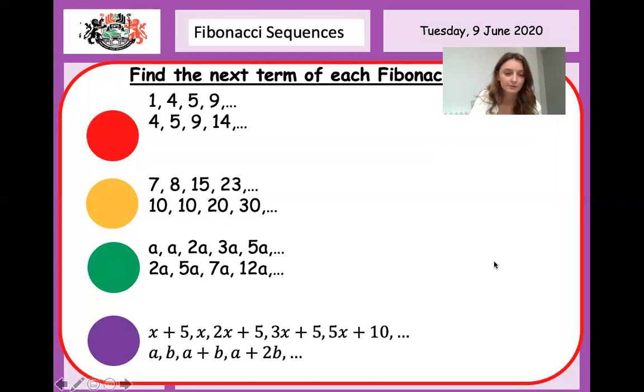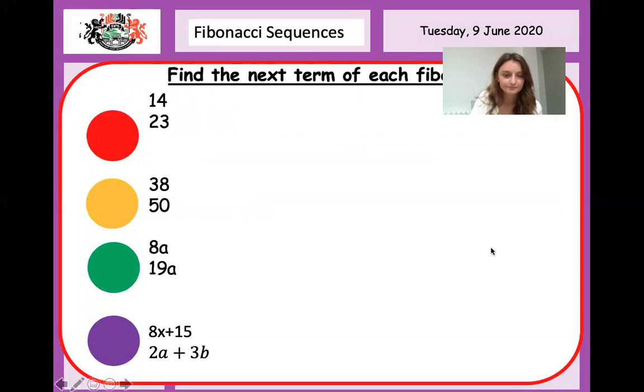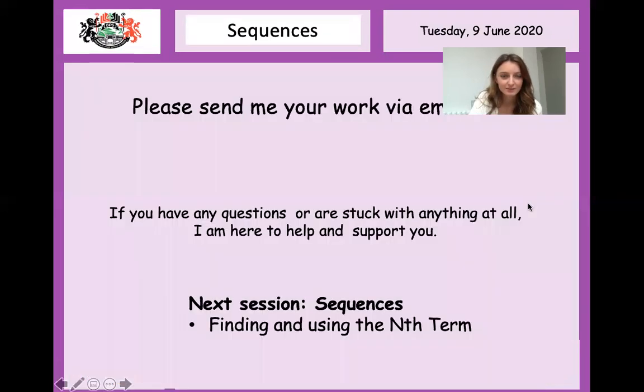Okay, so let's check our answers then. There we go, there's our answers. Well done. If you got all your colour right, absolutely fantastic. Brilliant, amazing at sequences.